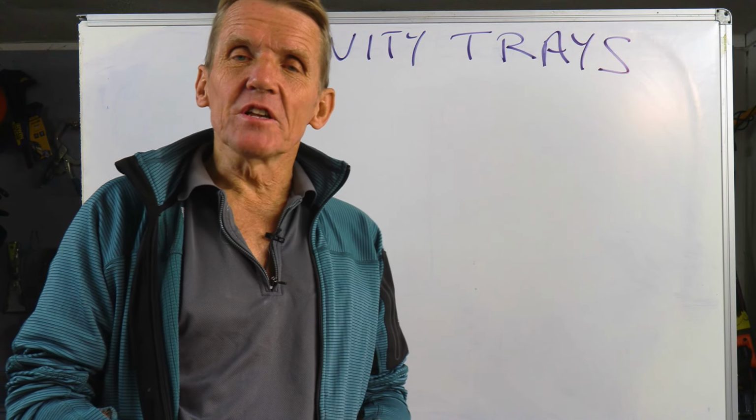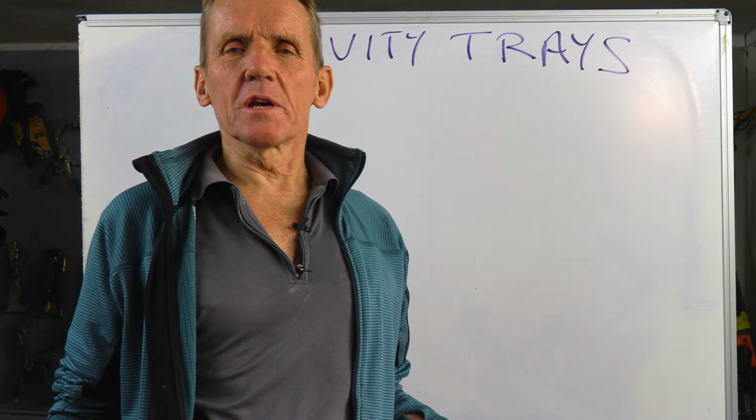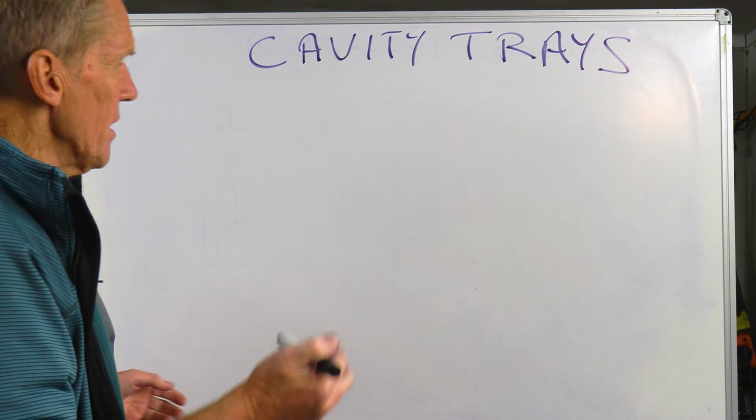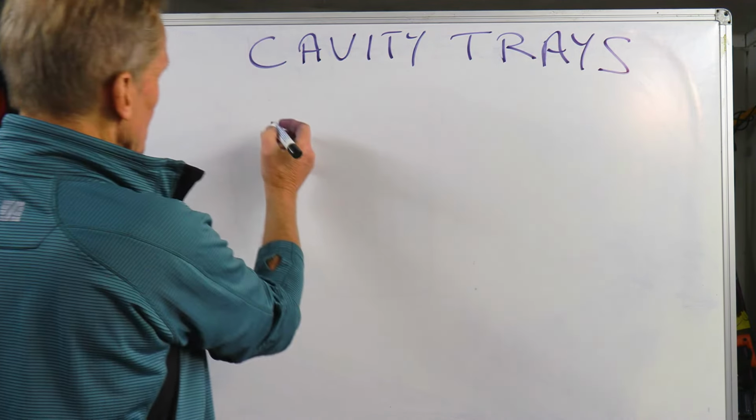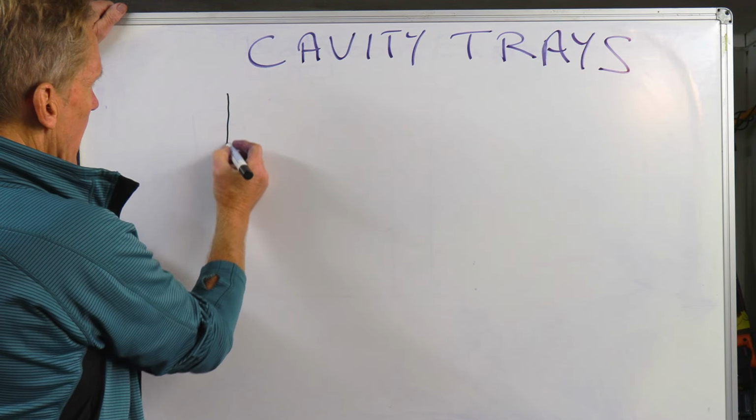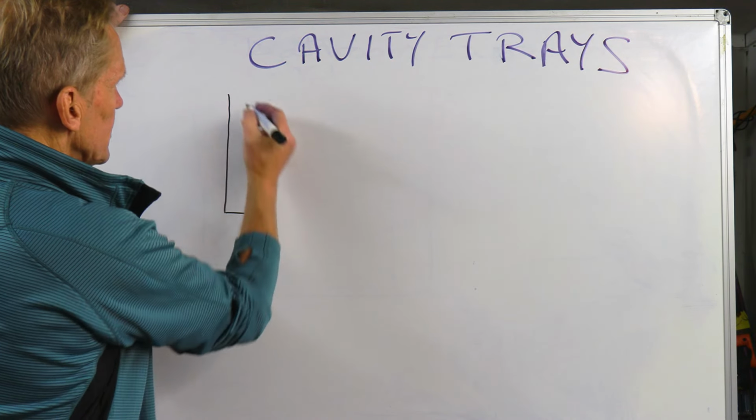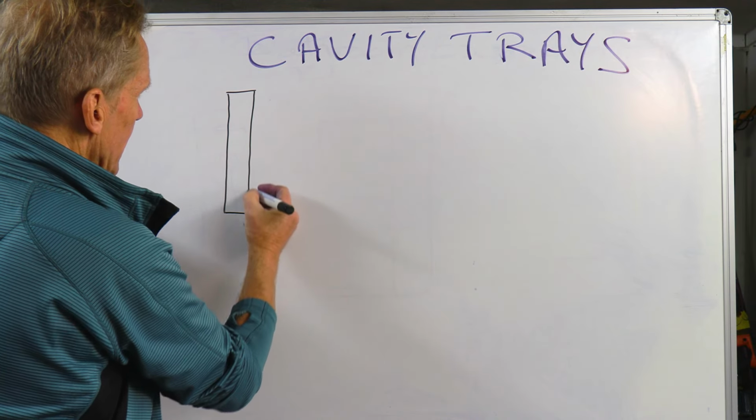So what is a cavity tray? Well, a tray that goes in a cavity, of course. And what's a cavity? Well, we're talking about cavity walls. So if you know how a house is constructed these days, we have cavity walls.